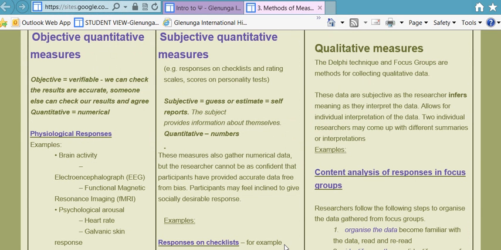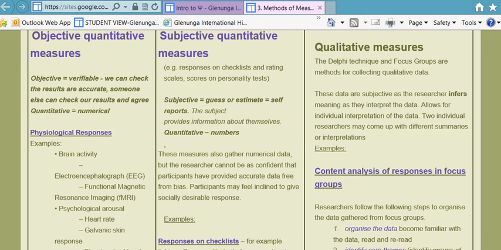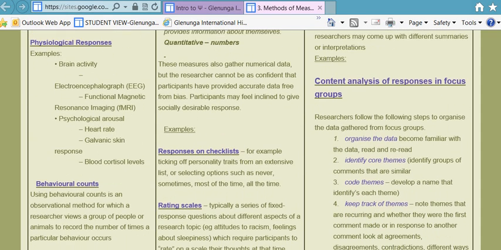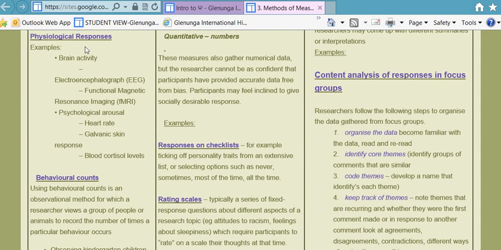So now we know what objective and subjective data are, and objective and quantitative measures. We're going to discuss some examples of how we can get this data. I want you to study this off by heart: physiological responses like brain activity from electroencephalograms, and functional magnetic imaging to see what color is lighting in your brain, and I can check when the activity of the brain is more or less.